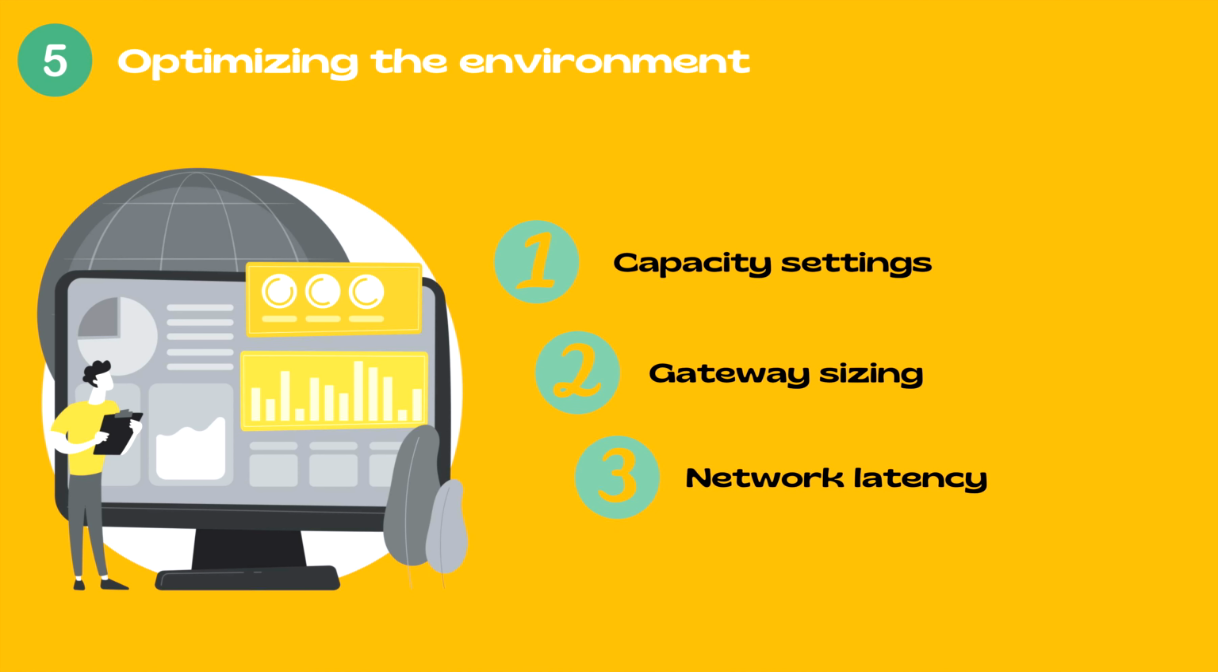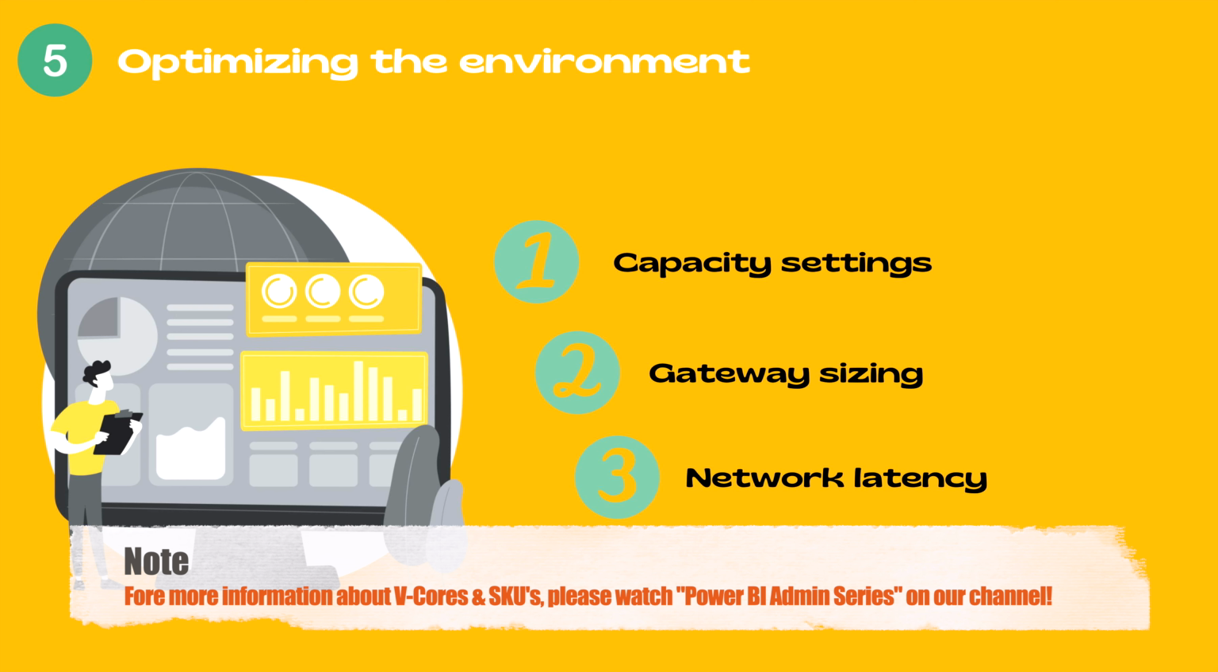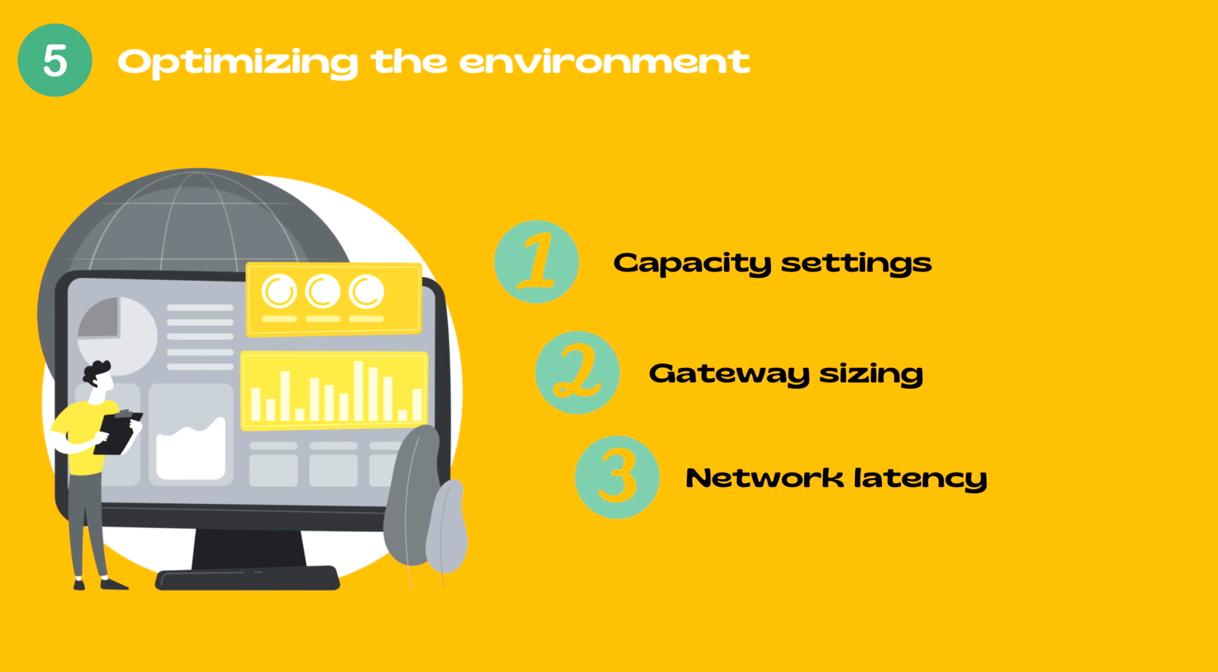Now let's discuss optimizing the environment. You can optimize the Power BI environment by configuring capacity settings, sizing data gateways, and reducing network latency. In terms of capacity settings, when using capacities available with Power BI Premium, that is generally PSKUs, or Power BI Premium per user licenses, or Power BI Embedded, which is the ASKUs from A4 to A6, you can manage capacity settings. I have already explained in another video what the ASKUs or PSKUs are, what the vCores are and all. For more information, please check the link in the description section.